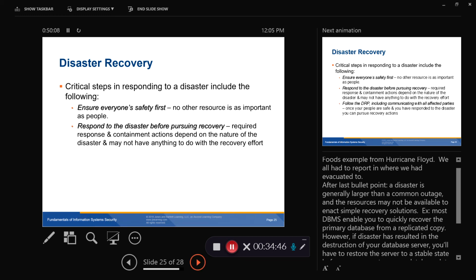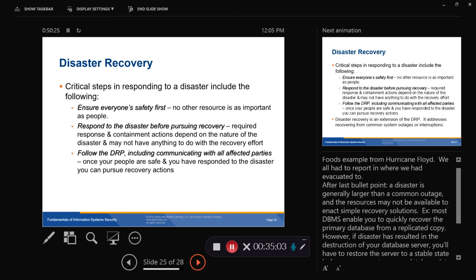Respond to the disaster before pursuing recovery. Required response and containment actions depend on the nature of the disaster and may not have anything to do with the recovery effort. So you have to respond to the disaster first before you figure out how to recover from it.